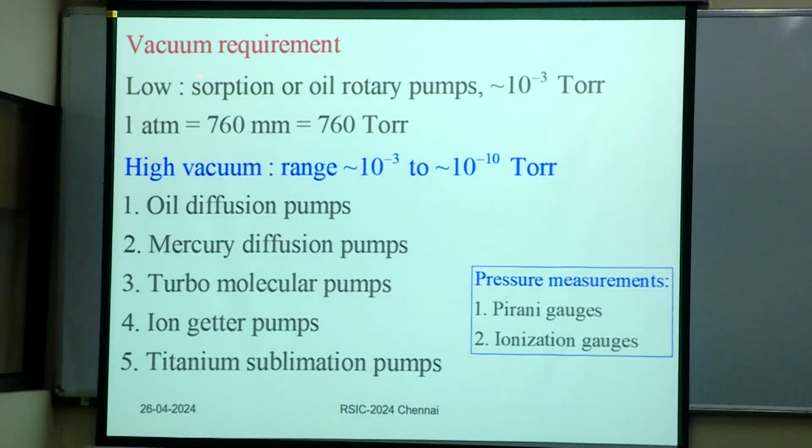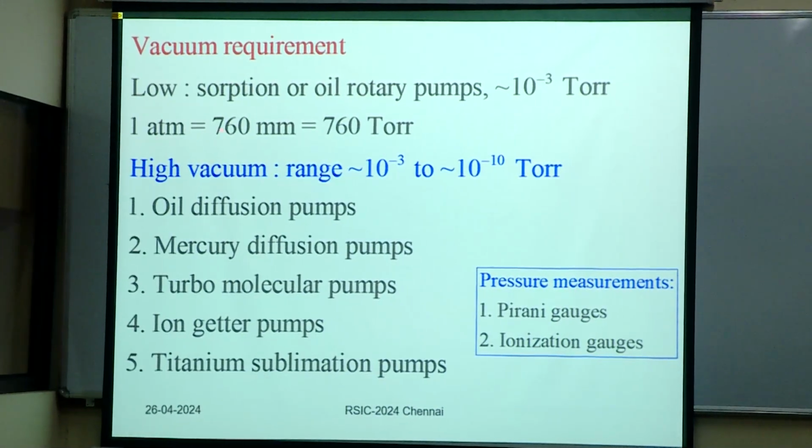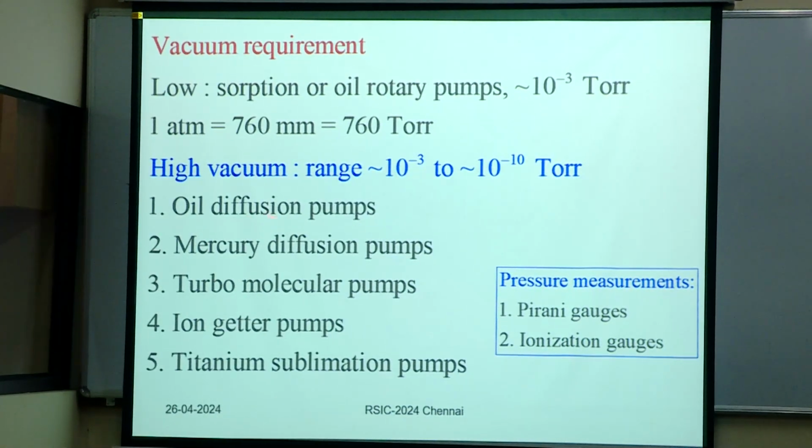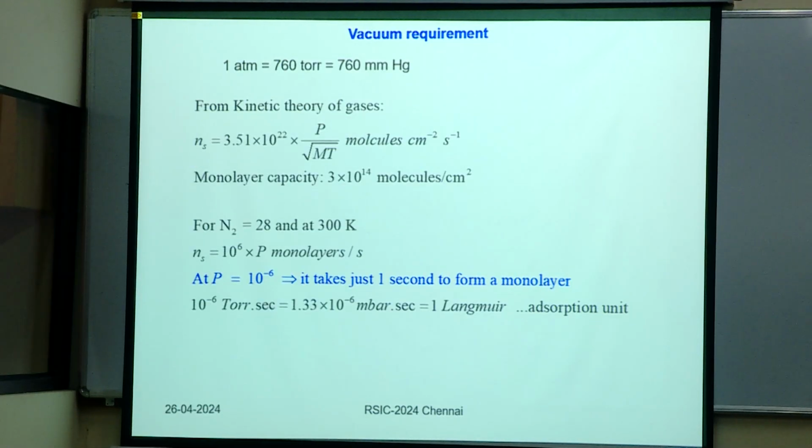So you need vacuum. As I said, there are several ways of producing vacuum: diffusion pumps, mercury diffusion pumps, turbo molecular pumps, and so on. These are basically technical things. These are the pumps used to create low pressure or a high vacuum. That vacuum is related to the kinetic theory of gases you have studied.